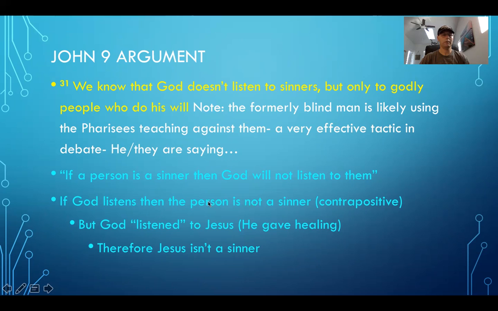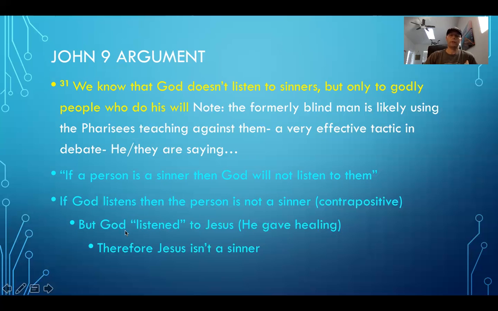So is this man using a good argument? That's the question. Is he saying something that is the same thing as what he's been taught, and he's just turning it around? Is he turning the words of the Pharisees back against them, or is he twisting the words in such a way that it doesn't fairly represent what he has been taught? If God listens, then the person is not a sinner. Is that the same thing? If a person is a sinner, then God will not listen to them?